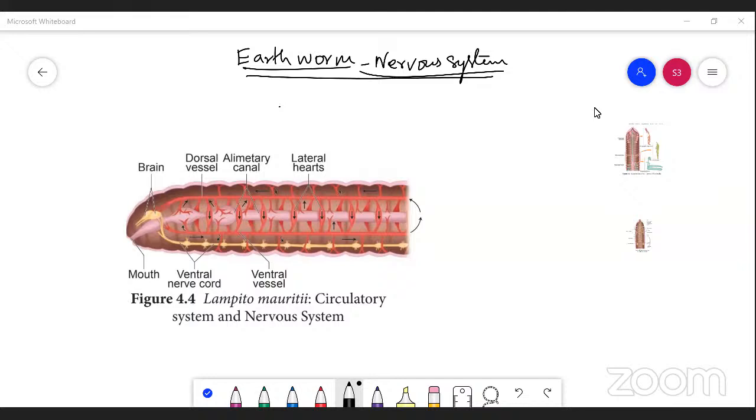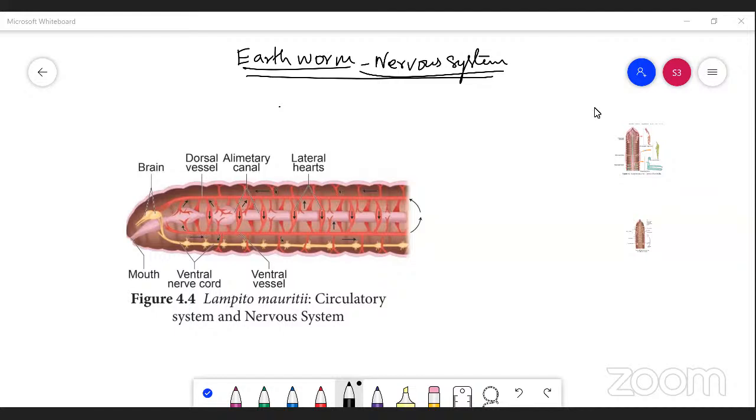From this lesson, we already talked about the general characteristics of organ and organ system in animals. We have given you 3 animals: one is the earthworm, second is the cockroach, third is the frog. Among these animals, we are taking the earthworm nervous system. What is the earthworm nervous system?